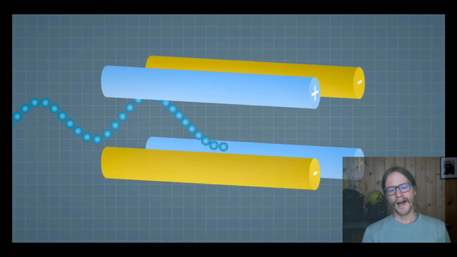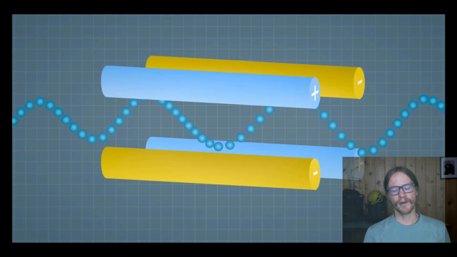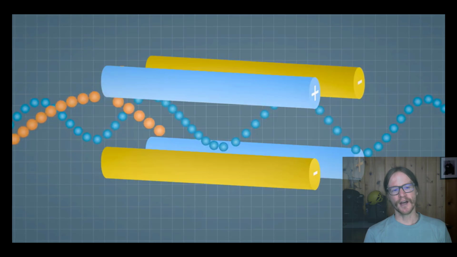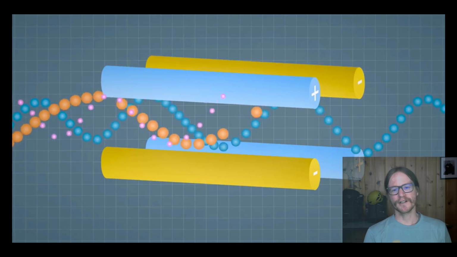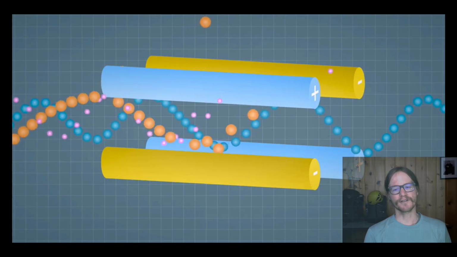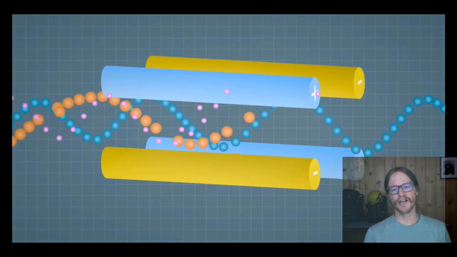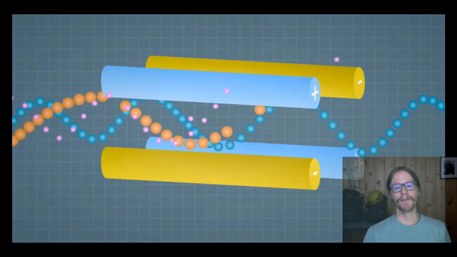So here are our ions moving through the four rods as they're being pulsed positive, negative at radio frequency. Here's another one, and you can see that there are less stable trajectories of the orange one, there are less stable trajectories of the pink one. The only stable trajectory at that moment in time when that potential is being applied is the blue one.